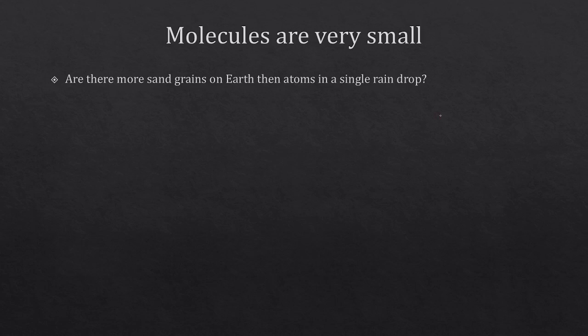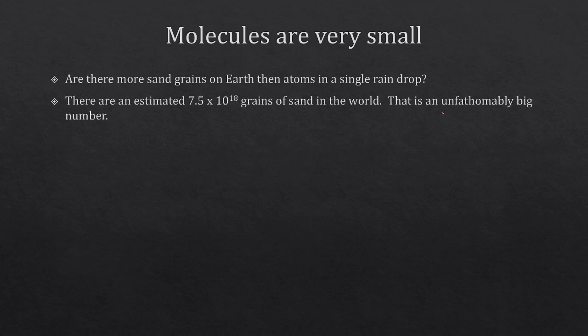Molecules are incredibly small, but are there more sand grains on Earth than atoms in a single raindrop? At first, this sounds like it can't be true, right? There are a lot of grains of sand if we count every desert, every beach on the entire planet. So, let's think about this problem for a minute.